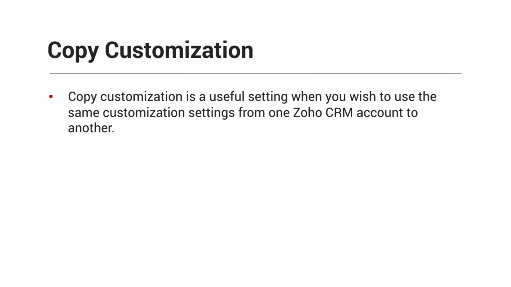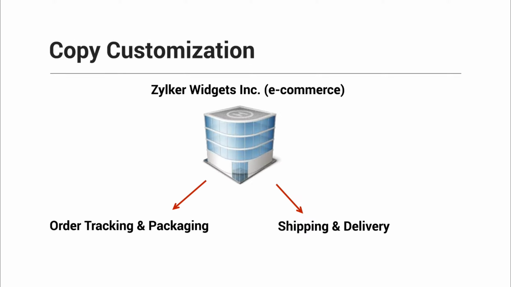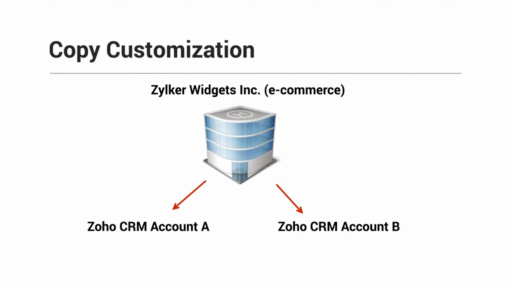Now let's talk about copy customization. Copy customization is a useful setting when you wish to use the same customization settings from one Zoho CRM account to another. So let's say a large organization has various very large departments. Their operations are so wide that they wish to have multiple CRM accounts for each department. So in all of these CRM accounts, while there may be some variations in settings, a majority of the customization settings may still be the same across each CRM account.